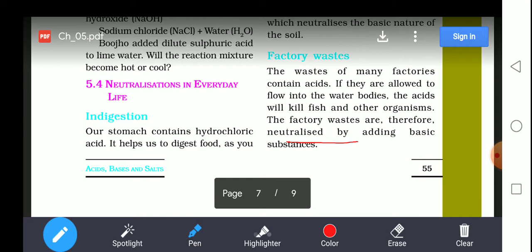So these are very useful topics, many useful things which we derive from the neutralization process. Acid and base react together to form a neutralization process. In this neutralization, it forms salt and water, and also it evolves some heat. This is also helpful in our day-to-day life.